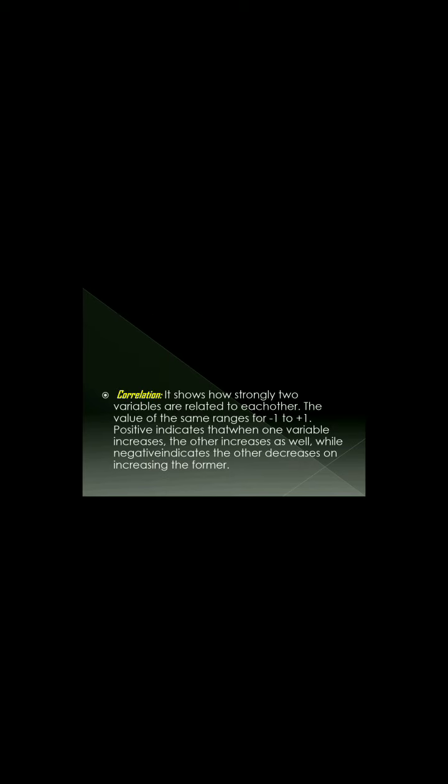Some terms to know. Dimensionality: it is the number of random variables in a dataset, or simply the number of features, or more simply, the number of columns present in our dataset. Correlation: it shows how strongly two variables are related to each other. Its value ranges from -1 to +1. Positive indicates that when one variable increases, the other increases as well, while negative indicates that when one increases, the other decreases.